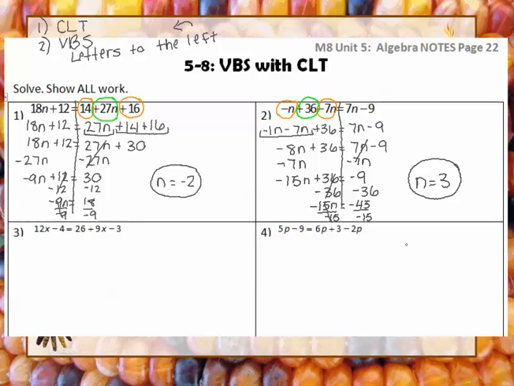Go ahead and finish solving the rest of page 22, and you can start working on page 23. If you have any questions, please let me know, and I'll be around to check your work.